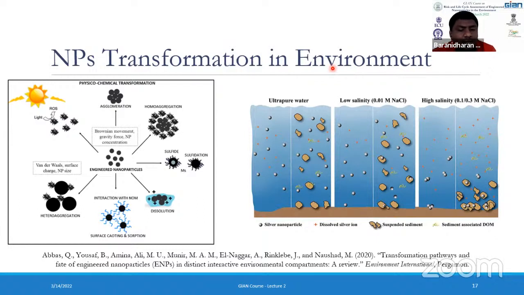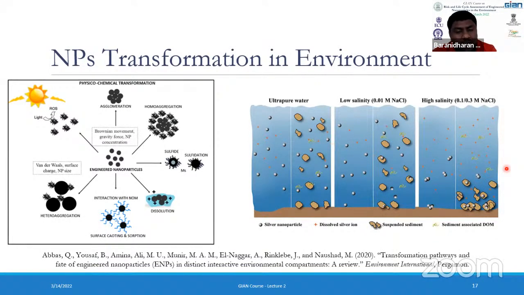So let us take the example of silver nanoparticles suspended in ultra pure water. These dots are the silver nanoparticles, the plus is the dissolved silver ion concentration, followed by the suspended sediment. If you have any suspended solids as well as sediment, they are associated with the DOM, which is dissolved organic matter. With respect to ultra pure water, you will have very little chance of aggregation. But in high saline water, these nanoparticles as well as the dissolved organic matter and the dissolved ions attach one on one, and their mass keeps increasing.